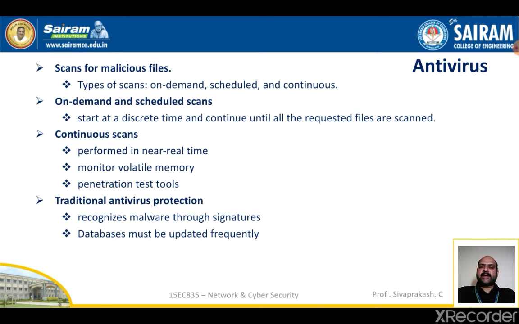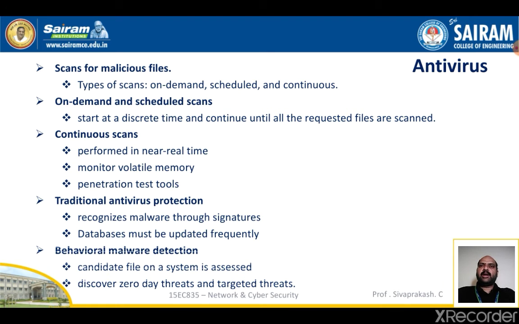Traditional antivirus protection recognizes malware through signatures, usually by matching the hash of files with a known malware database. These databases must be updated frequently to catch the latest malware. The more innovative antivirus engines use behavioral malware detection, where the effect of a candidate file on a system is assessed either directly or through a virtual machine. Behavioral malware detection can discover zero-day threats and targeted threats too.